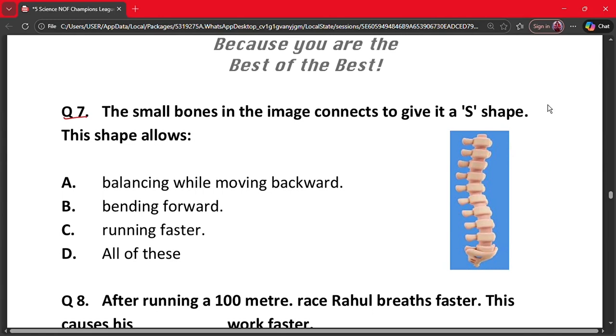Question number 7. The small bones in the image connect to give it an S shape. This shape allows A. Balancing while moving backward, B. Bending forward, C. Running faster and D. All of the above. The correct answer is D. All of these. The S shape of the backbone increases flexibility, helps maintain balance, allows bending forward and backward, and supports body weight during movement.